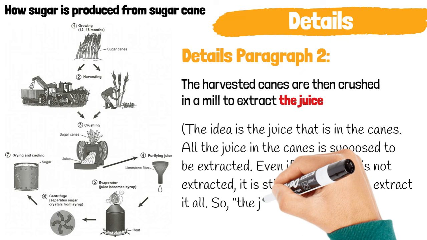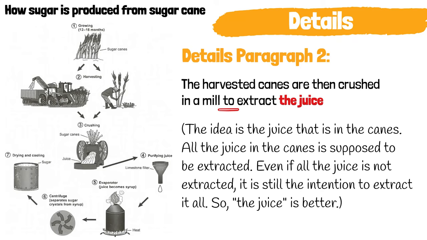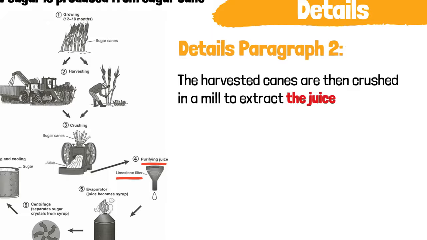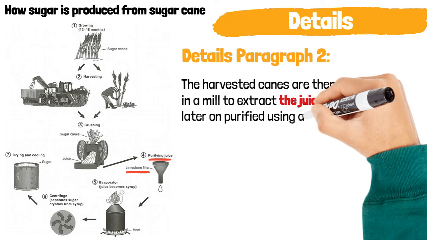Here, I use the "to" to show purpose. I will talk about some other ways to express purpose later in this video. In the next step, the juice is purified using a limestone filter. We can use a "which" clause to connect it to the previous clause, which is later on purified using a limestone filter. Now, step 5.